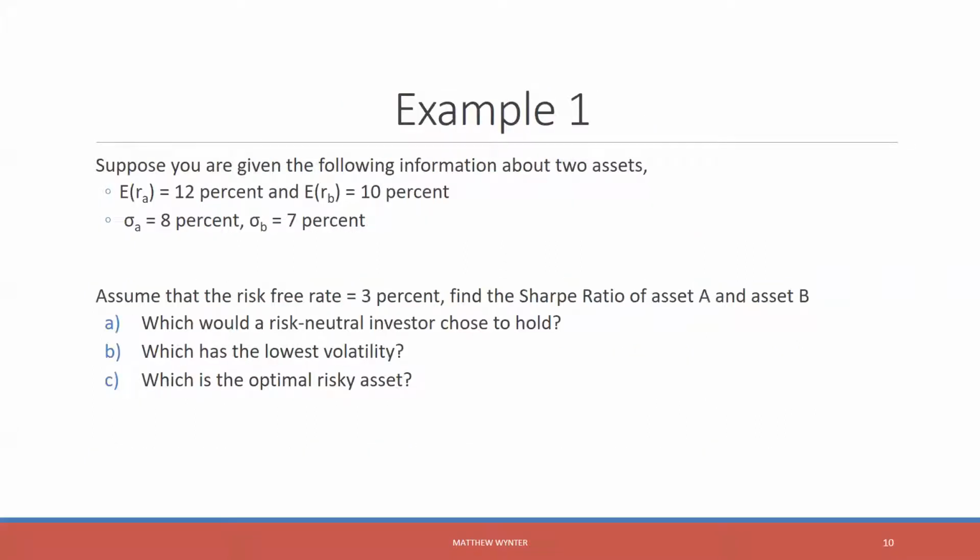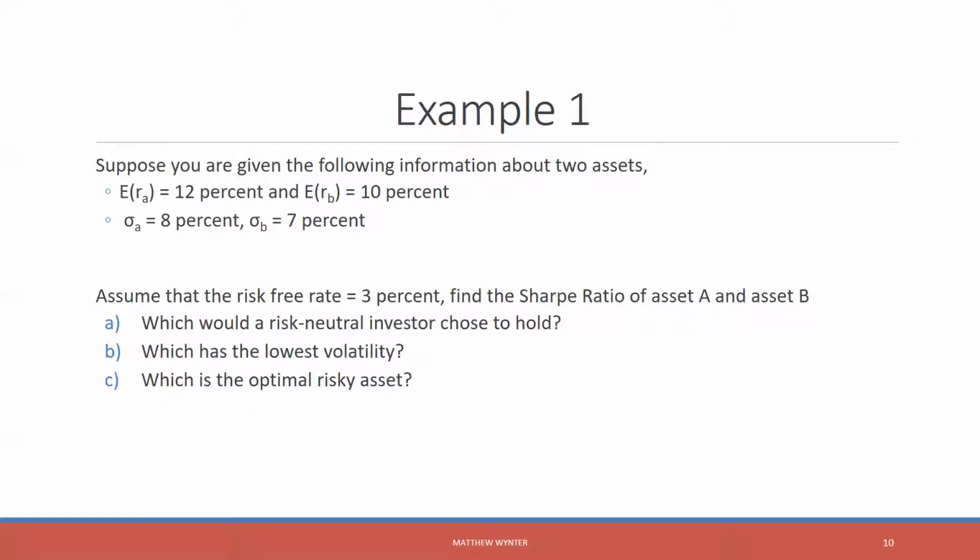Suppose you were given the following information about two assets. You've got the expected return for asset A, which is 12%, and the expected return for asset B, which is 10%. Asset A has a volatility of 8%, and asset B has a volatility of 7%. Assume that the risk-free rate is 3%. Find the Sharpe ratio of asset A and B.